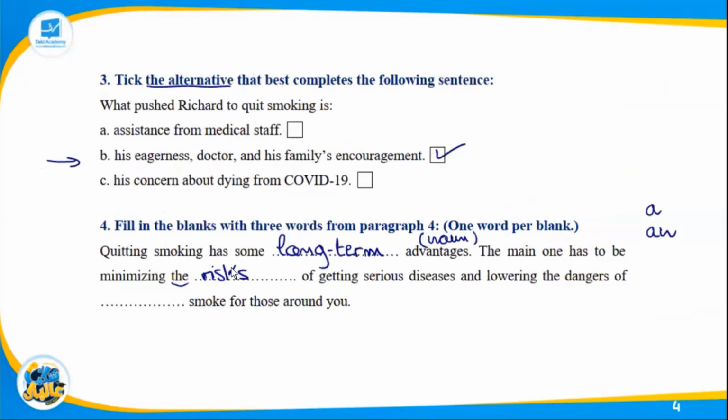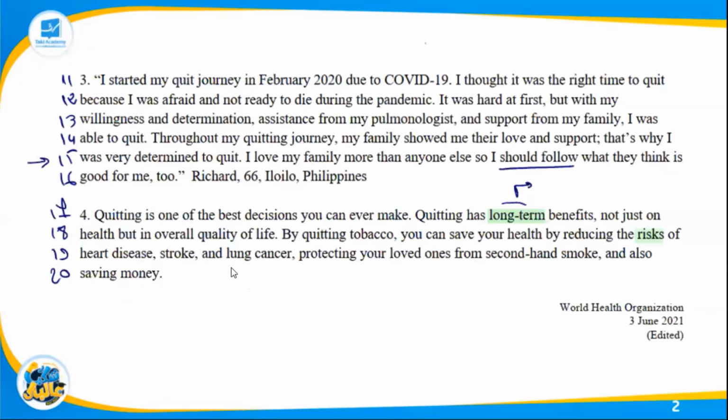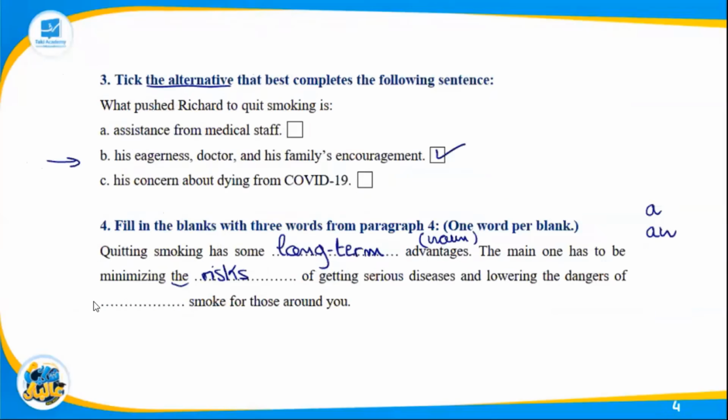Okay? Of getting serious diseases and lowering the dangers of smoke for those around you. Those around you. What type of smoking is it? It is second hand. Excellent. Second hand. Okay? Second hand smoke.